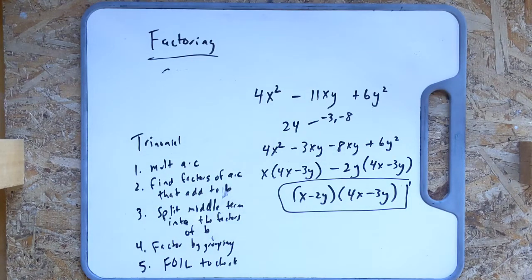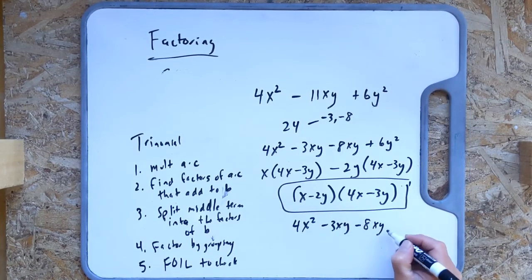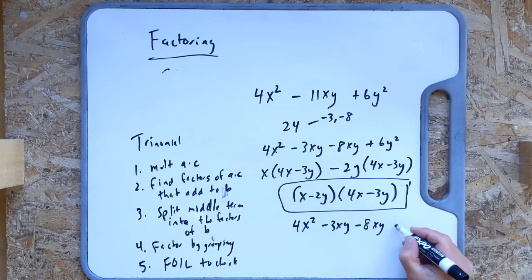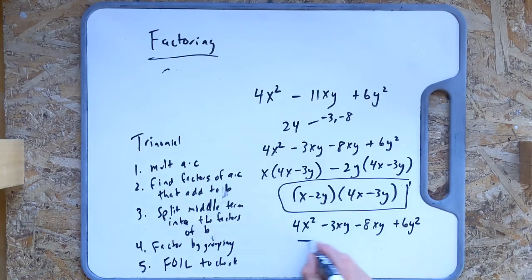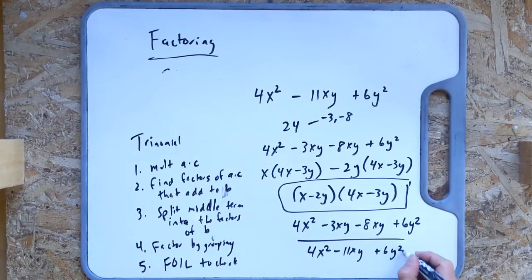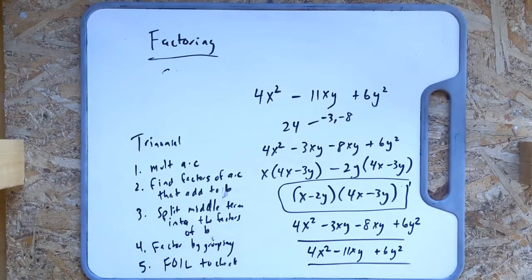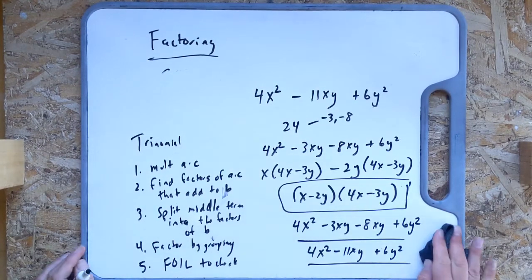Now I can check that by foiling. X times 4x is 4x squared. Outer, minus 3y times x is minus 3xy. Inner, minus 8xy. And finally last, minus 2y times minus 3y is plus 6y squared. And notice that is the same as that line. And then I can put those together: 4x squared minus 11xy plus 6y squared. There we go. So again, two types of factoring to remember: one is greatest common factor, and the other is trinomial. And if you need more examples of this, feel free to put those down also.